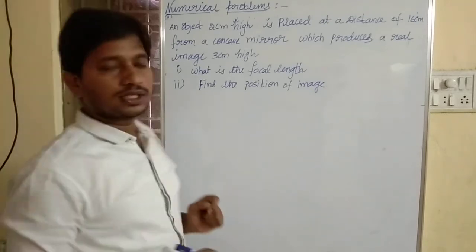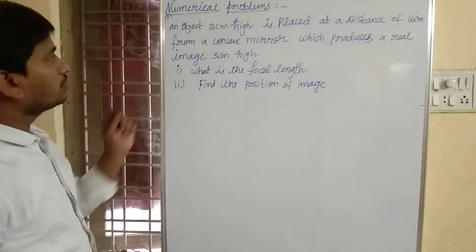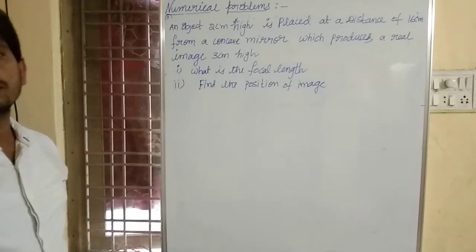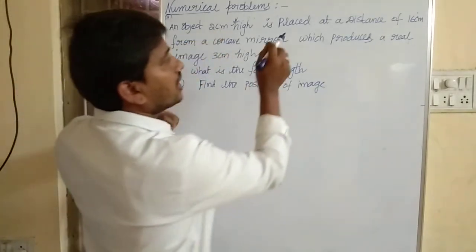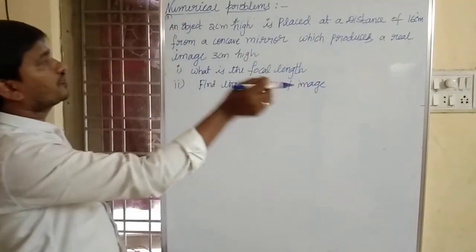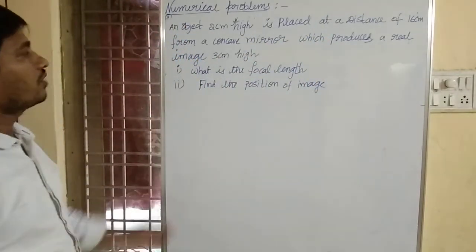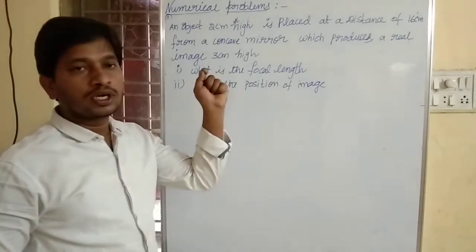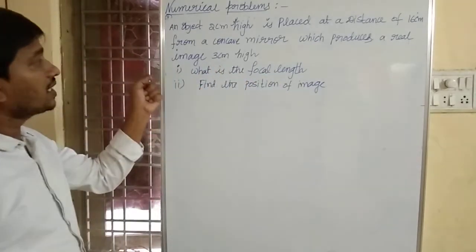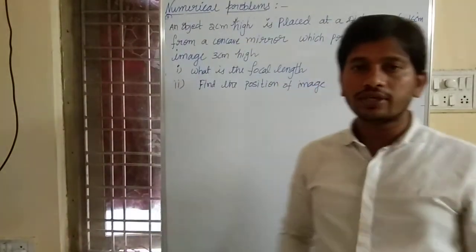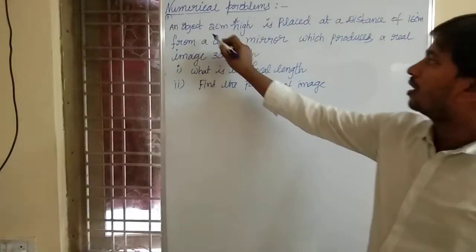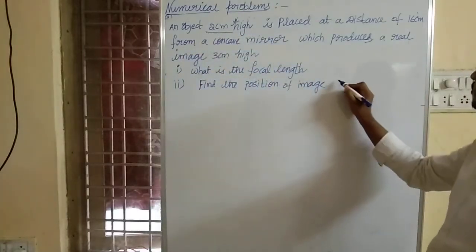Okay, our third question: an object 2 centimeter height. What is the height of the object? An object 2 centimeter height is placed at a distance of 16 centimeter from a concave mirror which produces a real image 3 centimeter height. You try to understand the question. What is given? Height of the object is given.